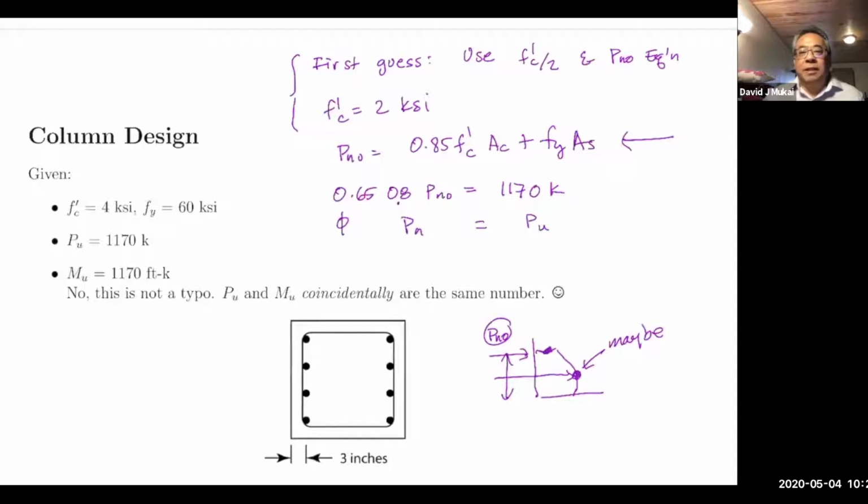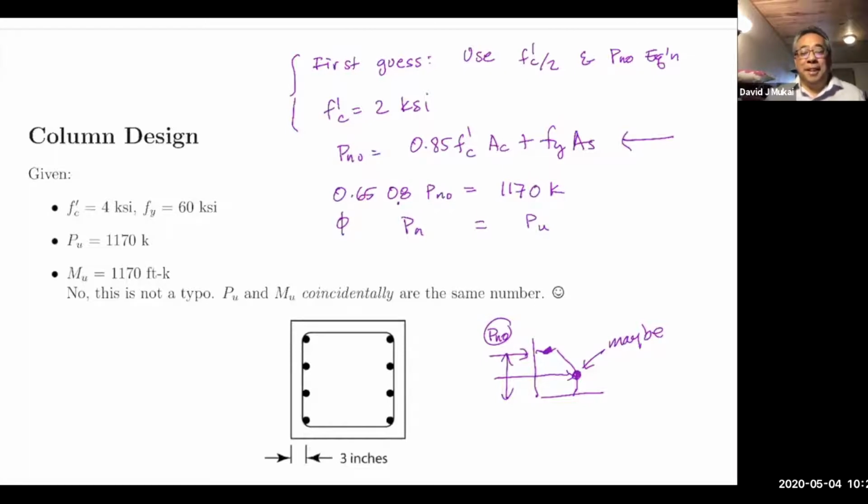The phi is 0.65. You have to reduce the axial equation by 20%, so 0.8. So I'm going to do that and set it equal to Pu. We have phi Pn equals Pu. I'm going to solve for h as my first guess. Or you could just guess 18 inches as a good first guess every time.